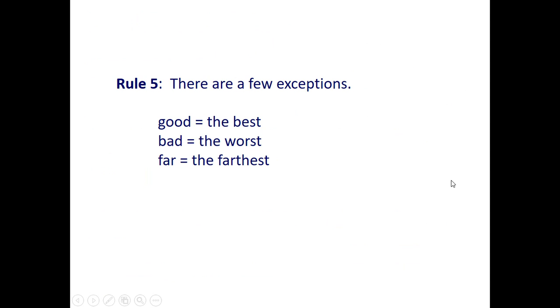And then rule number 5, again, there are some exceptions here. If you're talking about this one is good and you're comparing more than 2 items, like you're comparing 3 or more items, you wouldn't say this is the goodest. We would say this is the best. So the comparative form was better. The superlative form is the word best. Same for the word bad. We wouldn't want to say badder. We definitely don't want to say that is the baddest. It would be worse. Or in this case, for superlative, bad would be the worst. Get that T in there. And then far, again, we said that was farther. This time it's going to be farthest.